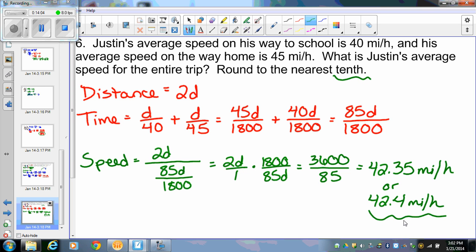Okay, so hopefully complex fractions are pretty basic to you. They're just like the dividing rational expressions that we did yesterday. And hopefully these word problems are starting to make sense.